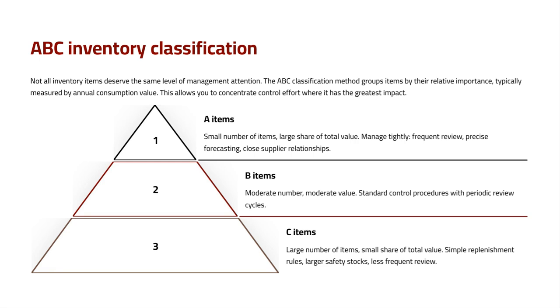Category A items are a small number of products but represent a large share of total value. These need tight management, including frequent reviews, accurate forecasting, and strong supplier relationships. B items are more moderate in both number and value, so standard control procedures with periodic reviews work well. Finally, C items make up a large portion of the inventory but only a small value share, so they are managed with simple replenishment rules, larger safety stocks, and less frequent reviews. This classification ensures efficient use of resources and better inventory control.